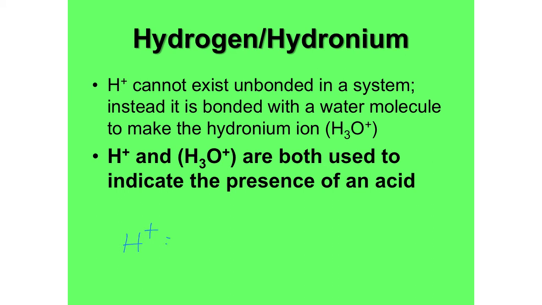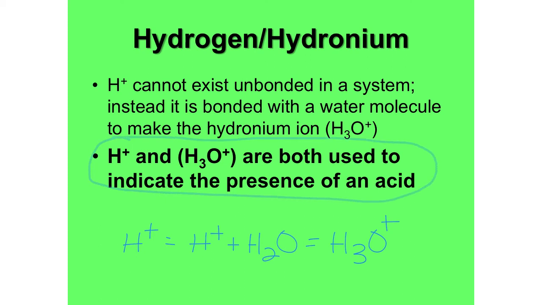In all actuality, that's really reactive and it does not exist by itself. So the H plus ion combines with a water molecule to make the hydronium ion, H3O plus. What we need to know is that the hydrogen ion and the hydronium ion can be used interchangeably to indicate the presence of an acid. So that is something that we definitely need to be aware of.